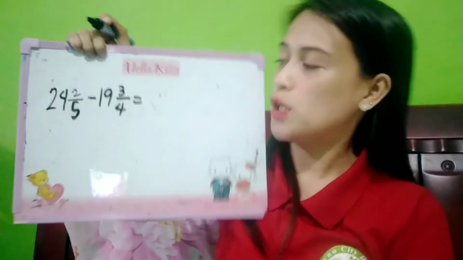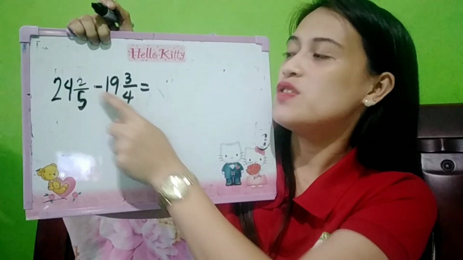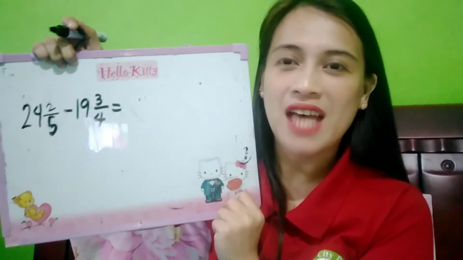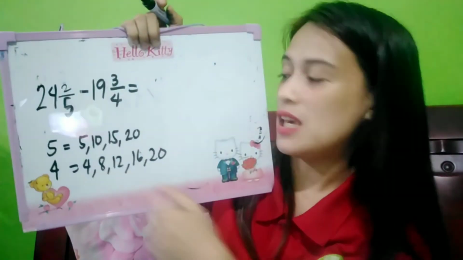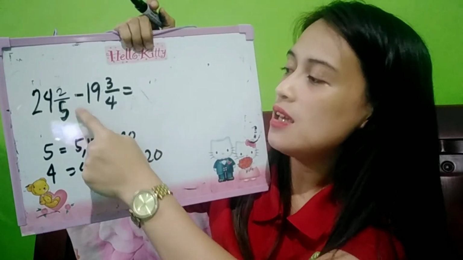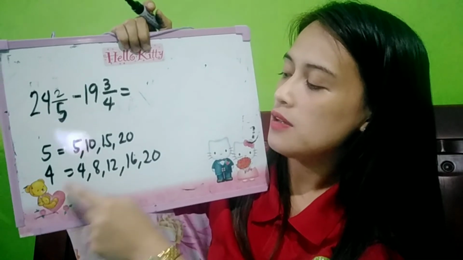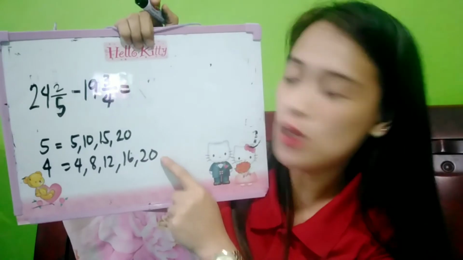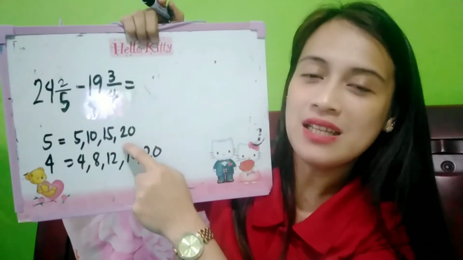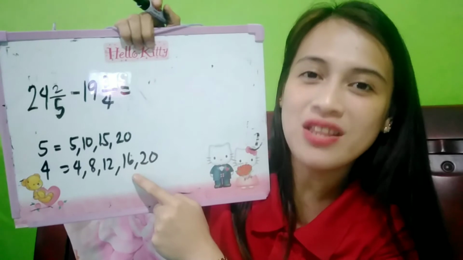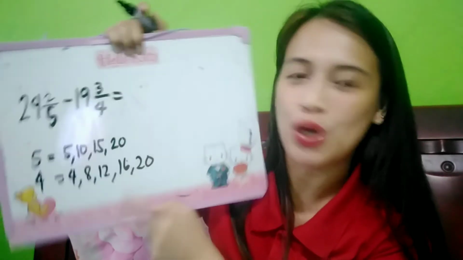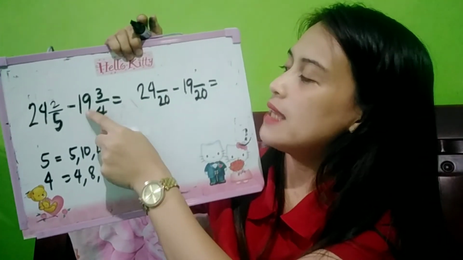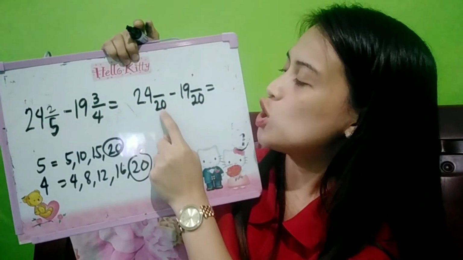Let's have another example. 24 and 2/5 minus 19 and 3/4. So, since different denominators, find first their LCD by skip counting. 5, 10, 15, 20. 4, 8, 12, 16, 20. Unsang ilang common multiple? Number 20. So, kani nga number 20, mao ni ang common denominator or least common denominator. So, next, kopyahan si 24, kopyahan si 19, and then the common denominator 20.